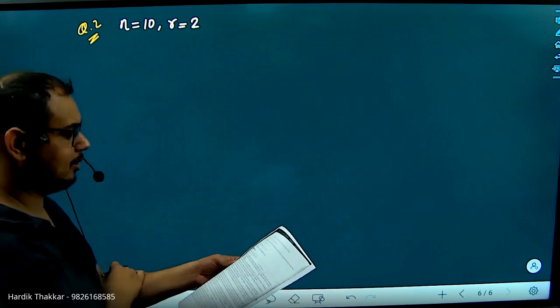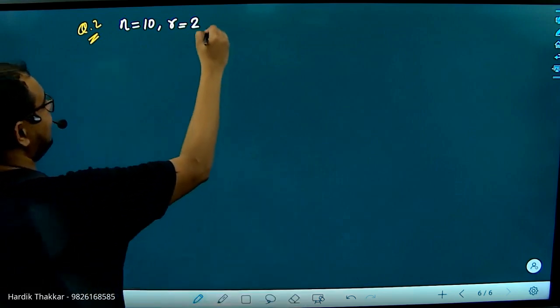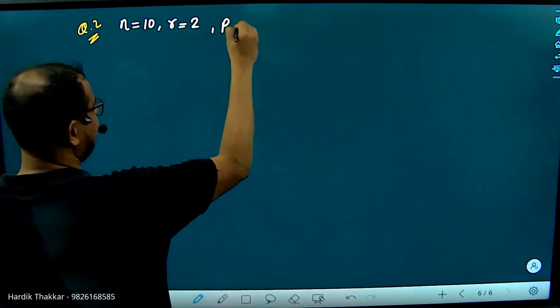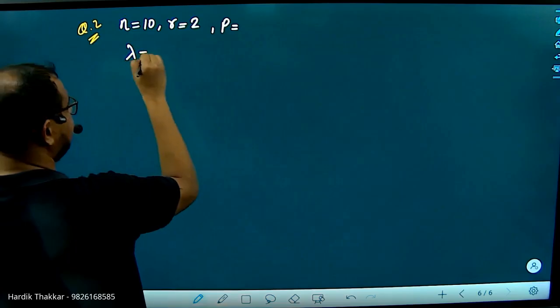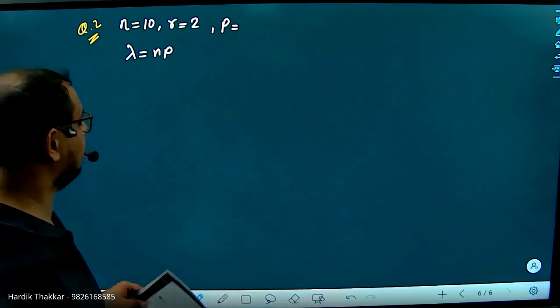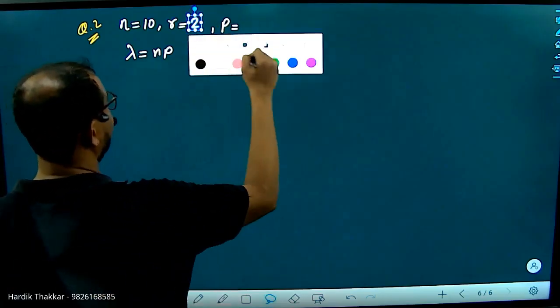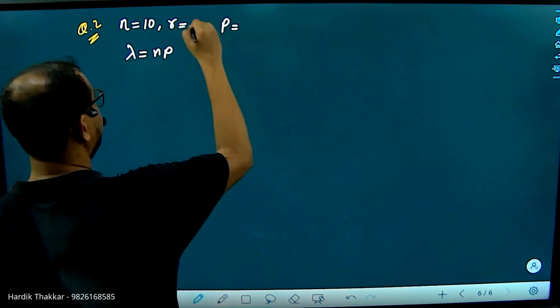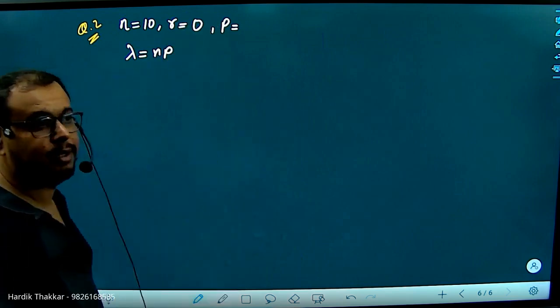Next, another thing required is p to calculate lambda, because lambda is equal to np. Why r equal to 2? Sorry, I have wrongly written it as 2, it will be 0. Further, we have to calculate np.